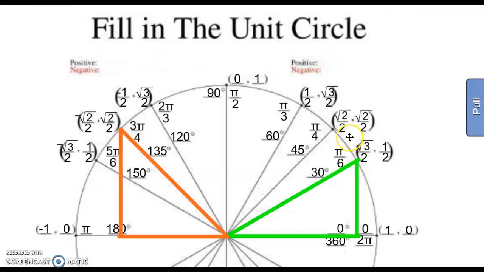Finally, the last thing to talk about is which trig ratios are positive and negative in which quadrant. So in quadrant 1, where all of the x's and the y's are positive, all of the trig ratios are positive. None of them are negative.